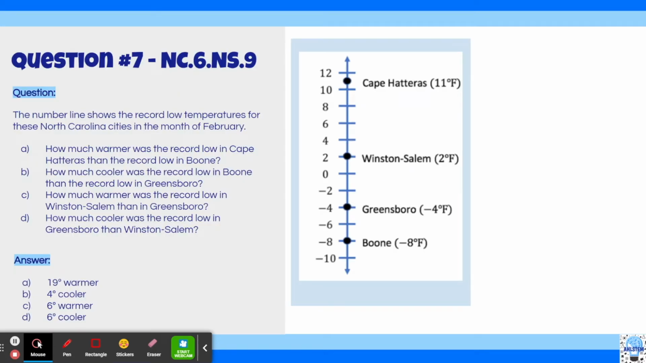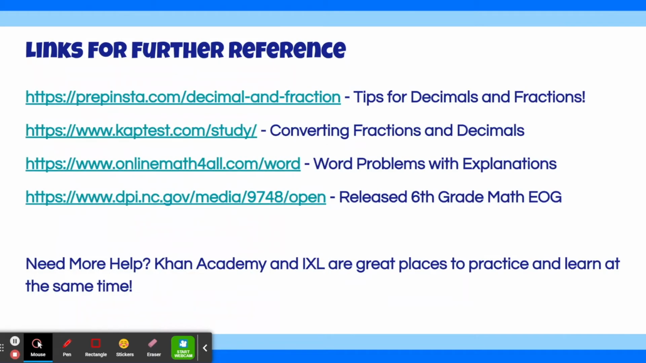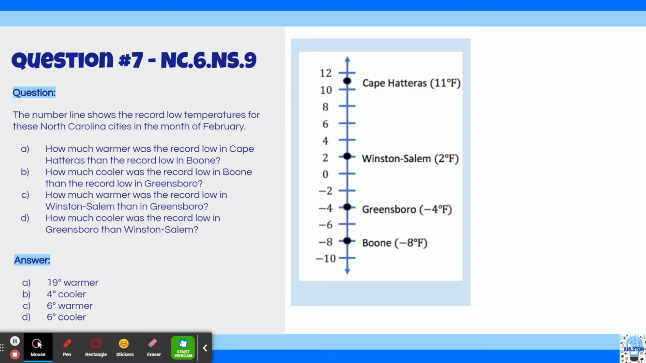A is 19 degrees warmer. B is 4 degrees cooler. C is 6 degrees warmer. And D is 6 degrees cooler. Oops, my bad. Okay, so let's solve these. So, how much warmer was the record low in Cape Hatteras than the record low in Boone?